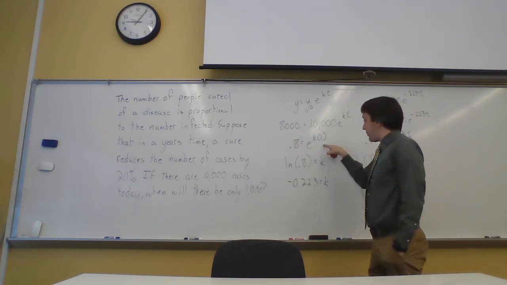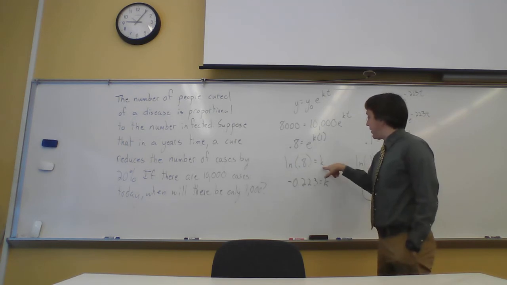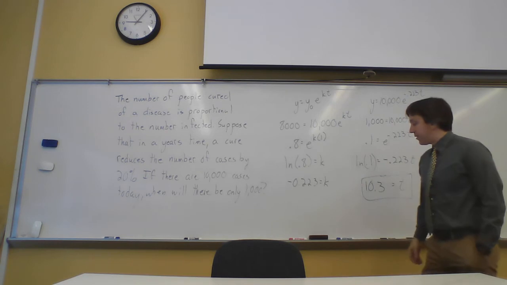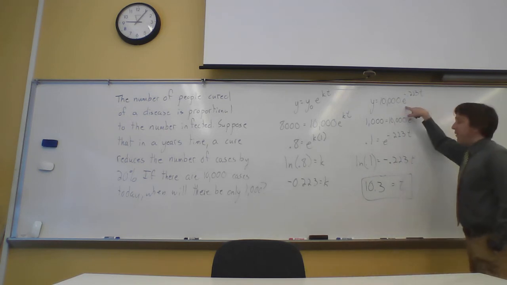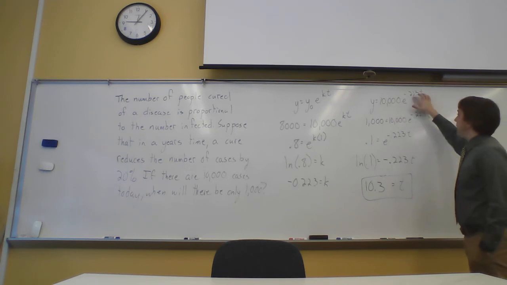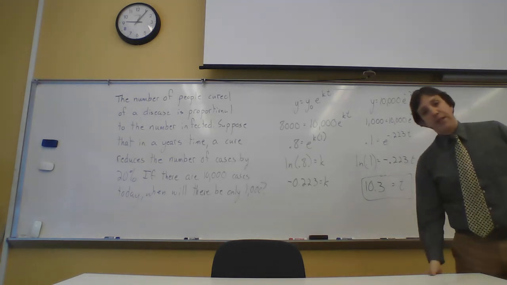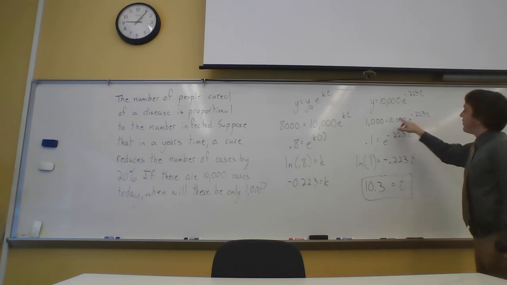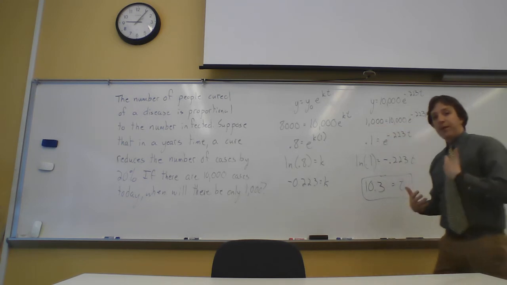So then switching that to a logarithm, we get the natural log of 0.8 is just equal to k, because that's 1, and we end up with k being negative 0.223, which now gives us our full exponential model. We have y is equal to 10,000 e to the negative 0.223t. And so now we can plug in the 1,000. We want to know when we get there.